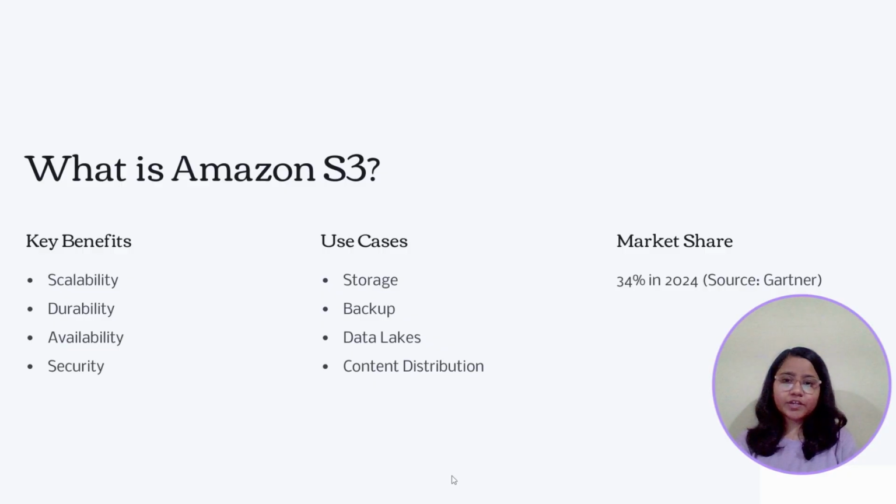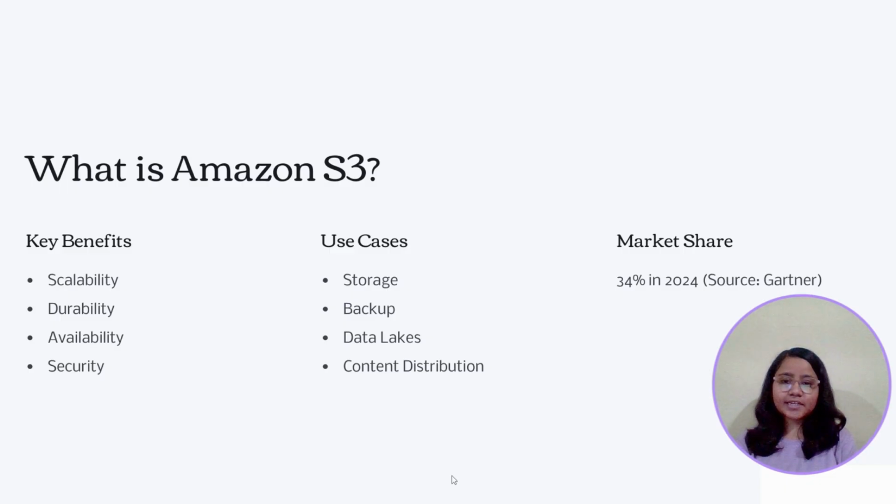So, what is Amazon S3? Amazon S3 is a scalable, durable, and secure object storage service. It is used for a variety of purposes, including storage, backup, content distribution, and even as the backbone for data lakes. Let's break down some key benefits. First one is scalability. Whether you need to store a few files or petabytes of data, S3 can scale effortlessly.